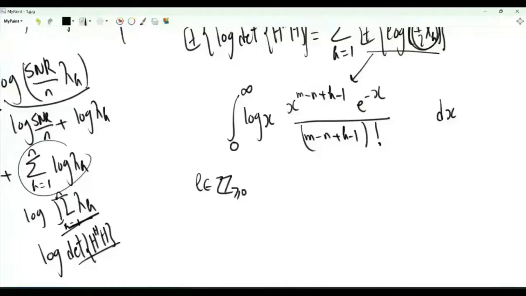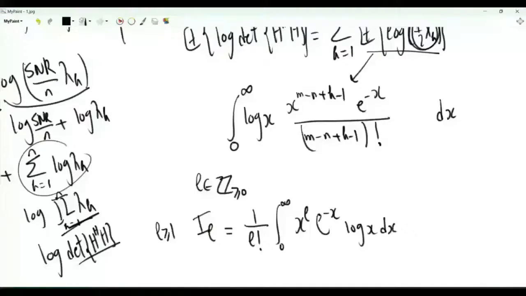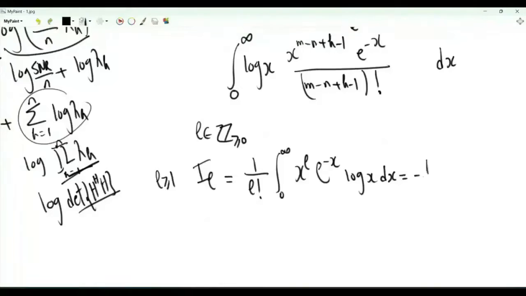Consider a non-negative integer L. Let's study I sub L when L is greater than or equal to 1. This is an integral defined as 1 over the factorial of L times the integral x from 0 to infinity of x to the L e to the minus x log x. Integral IL is equal to minus 1 over L factorial times the integral x from 0 to infinity of x to the L log x d e to the minus x.